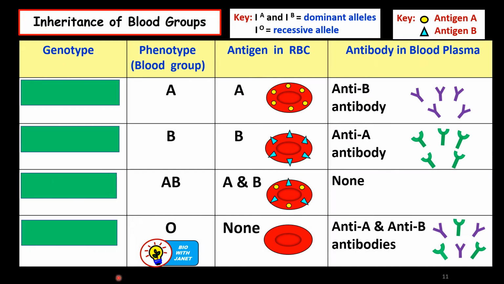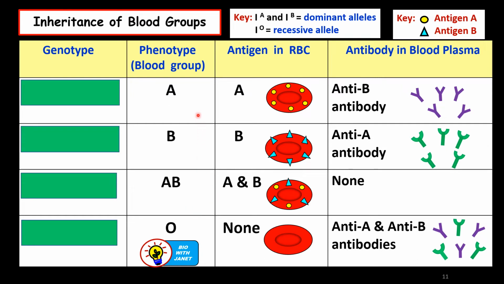It's a very useful table, which summarizes what we have discussed. All right, so you can copy this down if you want to. Now, in this table, we are going to discuss the possible genotypes for the different blood groups, such as A, B, AB, and O.